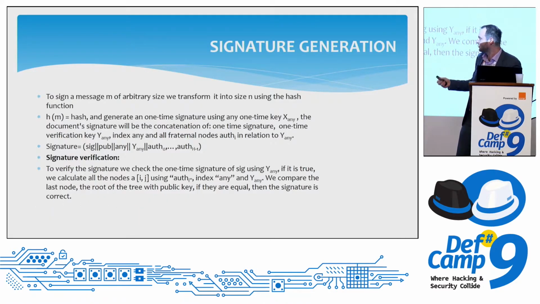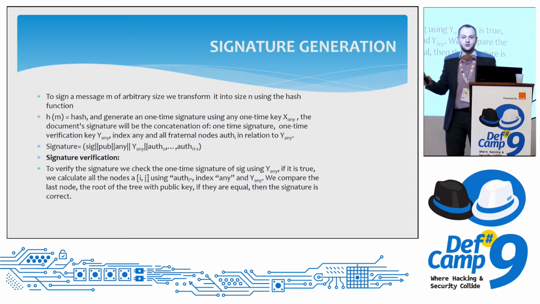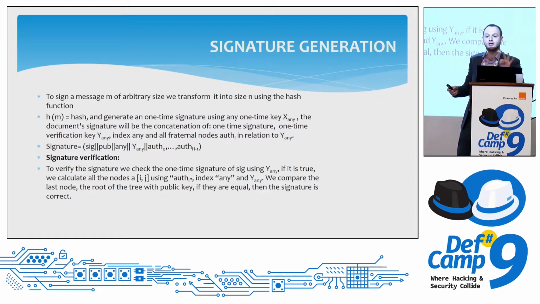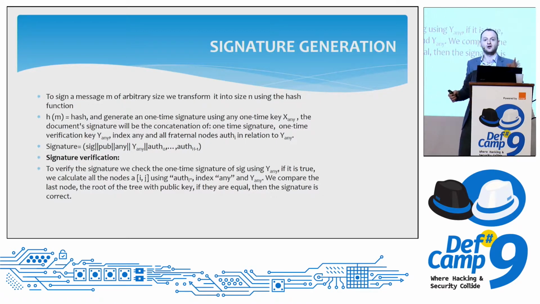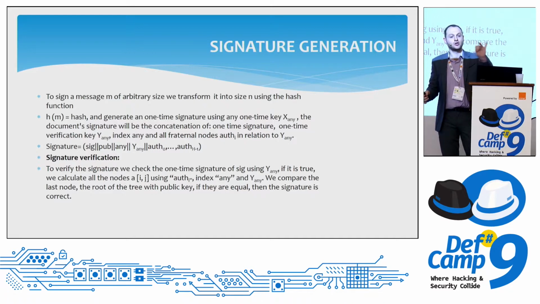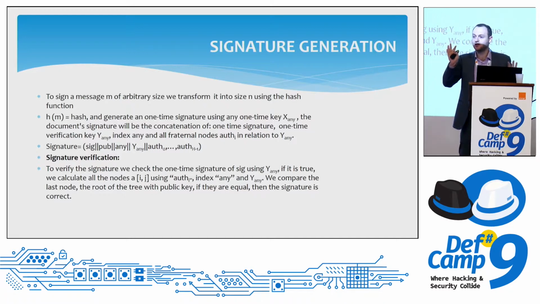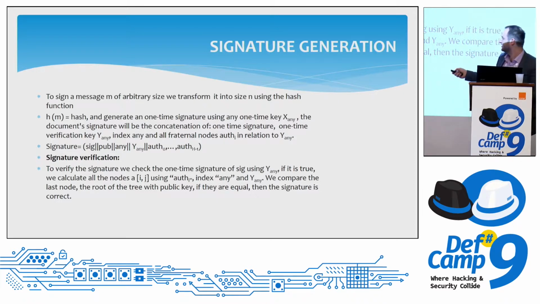And what is my signature? My signature is the one-time signature. It also contains all the AOSes. It contains the verification key Y from where I began, and the index of this verification key. Here it is: signature, public key, one-time signature, this index, Y, and all the AOSes.